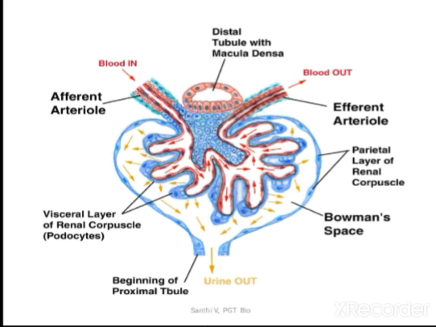What they have given in light brown color is the glomerular filtrate. What they have given in red color is the blood flow inside the glomerulus. So blood comes in through the afferent arteriole and goes out through the efferent arteriole. By that time, by means of pressure, the glomerular filtrate is formed and later it enters inside the proximal convoluted tubule.